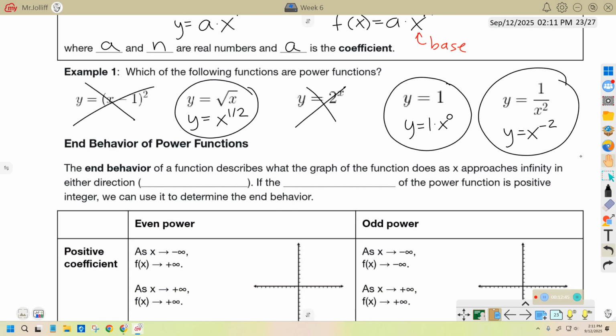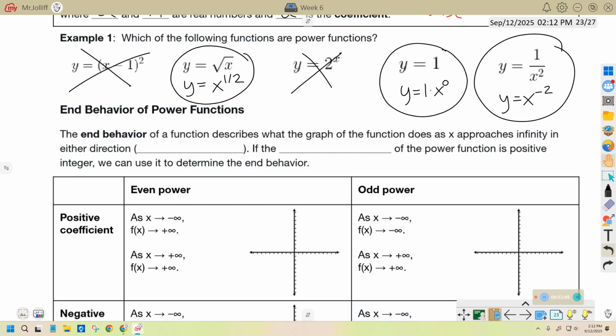So we want to understand power functions because we want to understand their end behavior. And I don't know what I was thinking when I put that blank there. You don't remember what you put there? No, I don't. I got to think about it for a second.